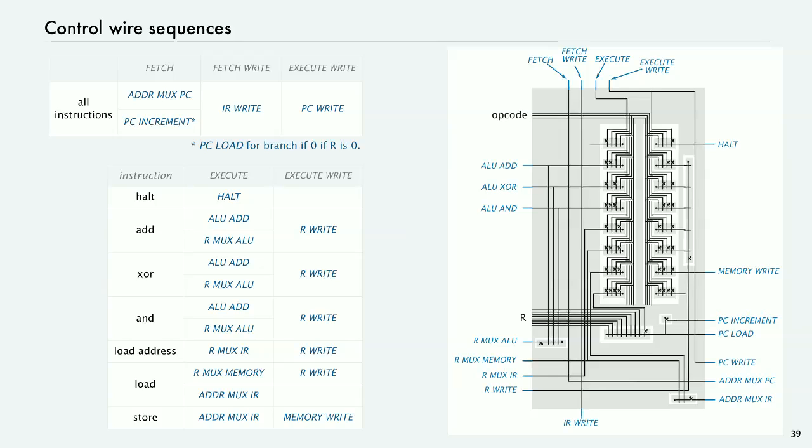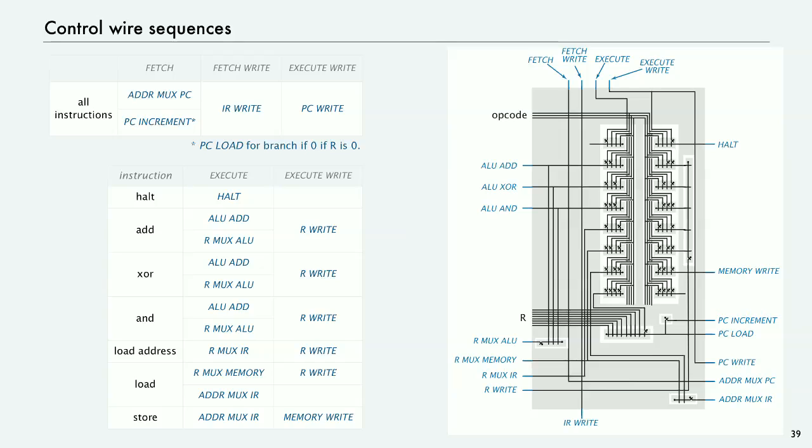But let's look at the tables now on the left. For all instructions, when fetch becomes high, we need to raise the control line that selects that the input to the memory address should come from the PC. So that's the address mux PC line. And you can see that fetch, which is labeled left at the top, goes all the way through the circuit and comes out with that control line on.